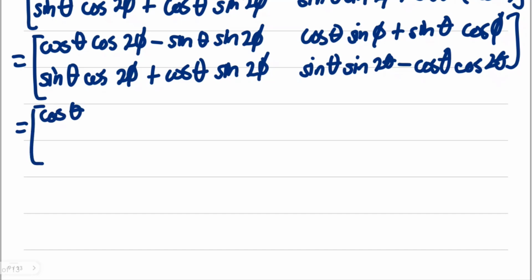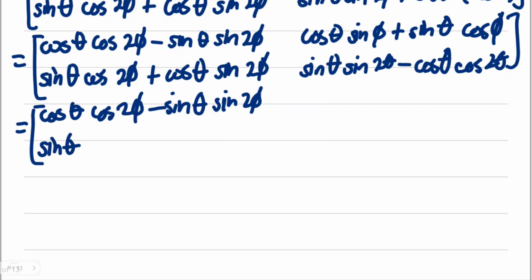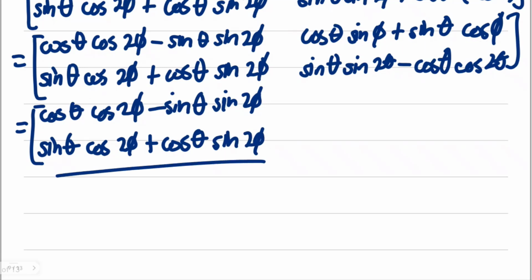Cosine theta cosine twice phi minus sine theta sine twice phi. Sine theta cosine twice phi plus cosine theta sine twice phi. Allow me to rearrange this to meet this specific form. Again, they are just the same.